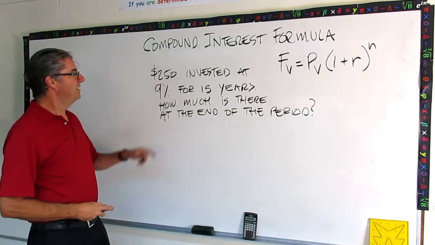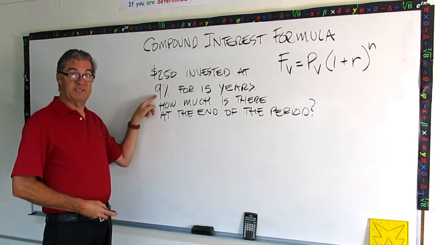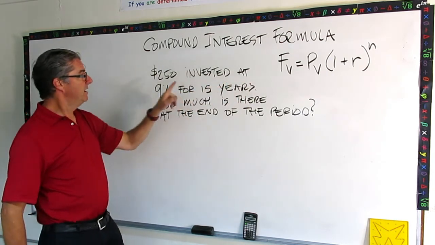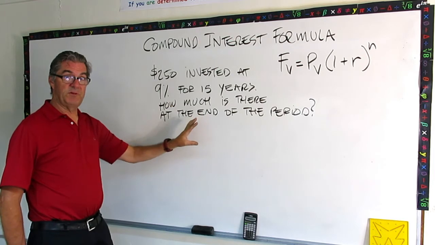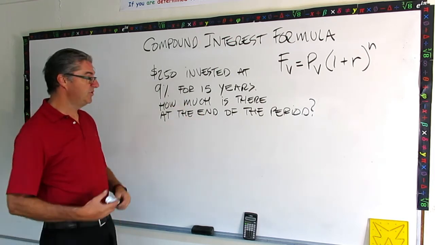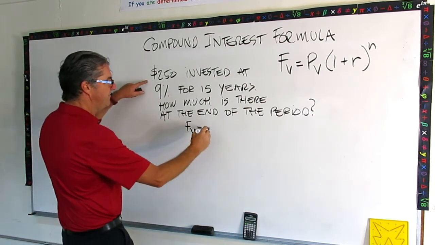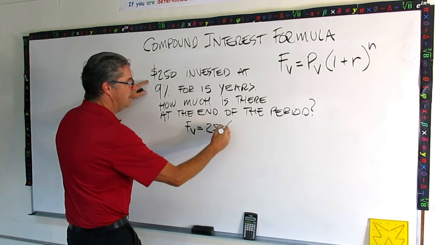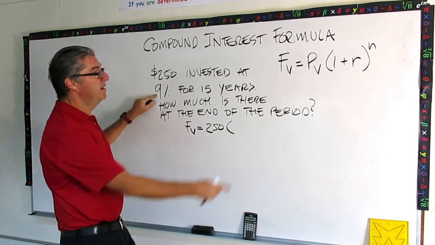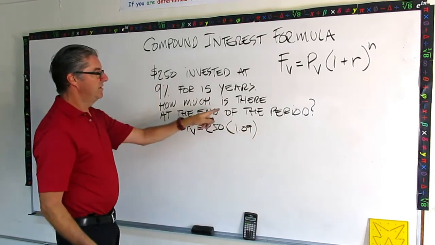Here's one for you to try. $250 is invested at 9% for 15 years. What I want you to do is pause the video, use the formula and the numbers in the question to do your plug-in step, and then work that through and see what you get. Okay, let's do it. Future value equals present value, 250 times, now I'm going to combine this a little bit, 9% is 0.09 plus 1, we're going to get 1.09 to the 15th.